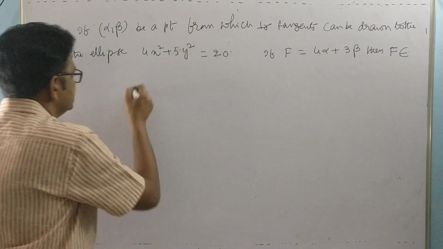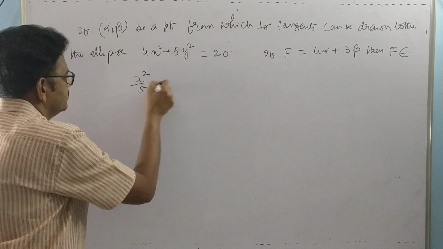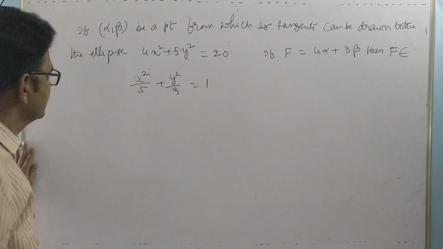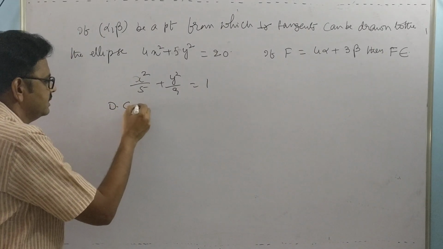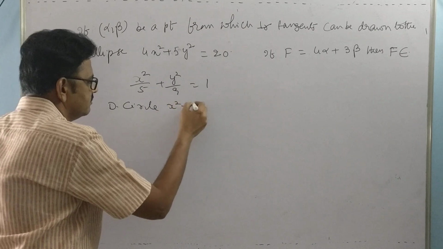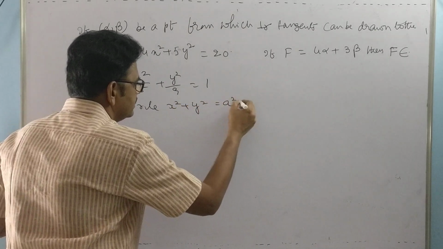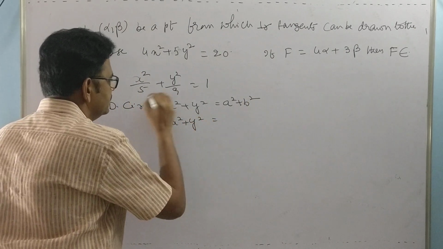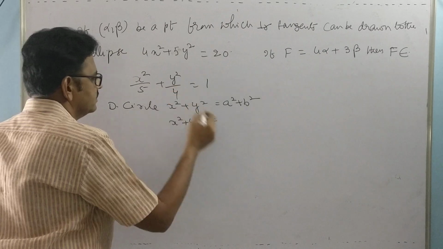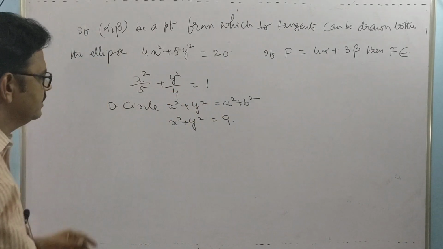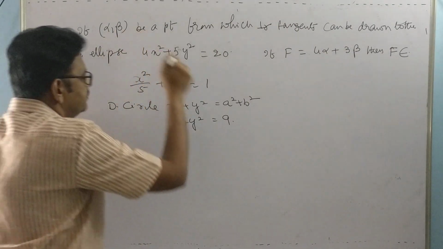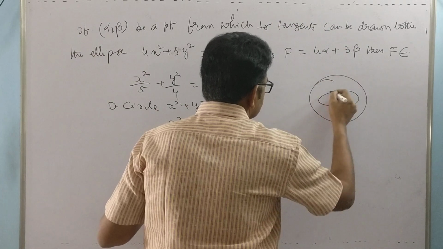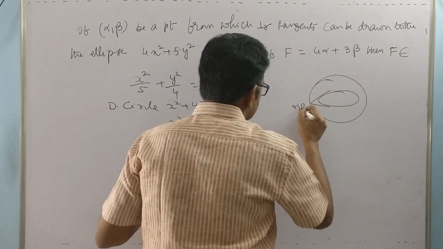So here the equation is x square by 5 plus y square by 4 equal to 1. This is the ellipse. What about the director circle? The director circle is x square plus y square equal to a square plus b square, that is x square plus y square equal to 9. So alpha comma beta lies on the director circle.